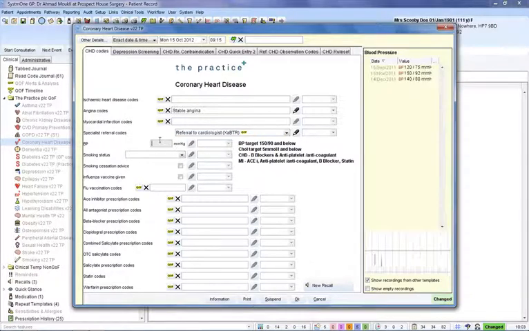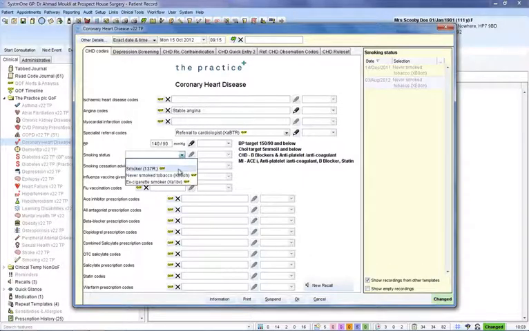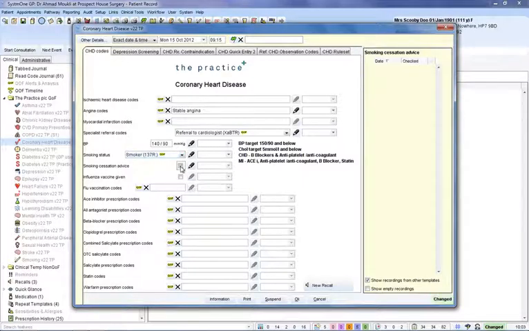Furthermore, if we have the opportunity to measure their blood pressure, we can go ahead and measure it and enter it here. If, of course, as you can see, he or she smokes, then we can choose the appropriate code and advise them not to if they are smokers.